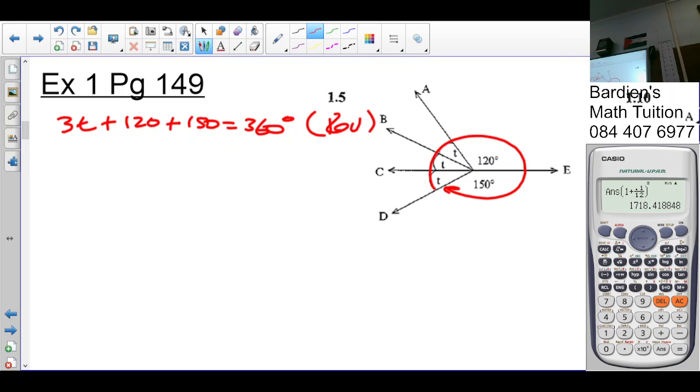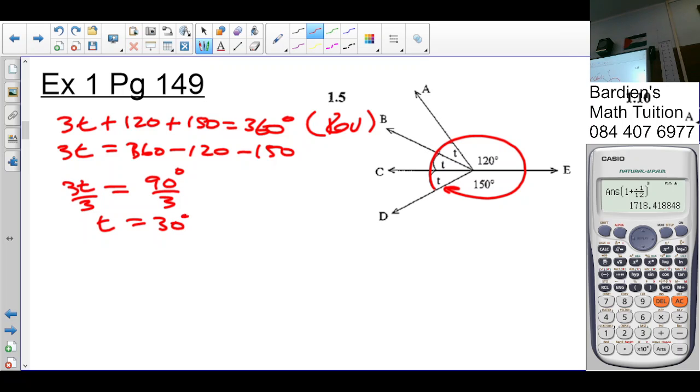Okay. So 3t is equal to 360 minus 120 minus 150, which is 270, which gives you an answer of 90 degrees. B works out to be 90. Otherwise, if you use the straight line, you got 30, the same answer, full marks. Okay.